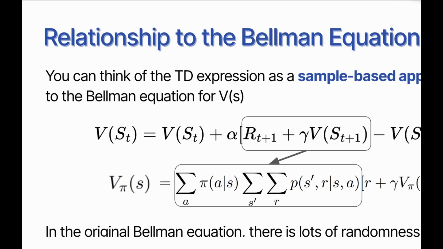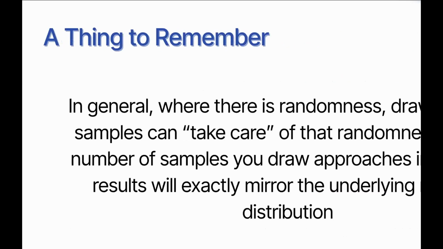Okay, I hope that's clear, right? Because you just deal with randomness, you just sample a bunch. And yeah, this is what is to remember. When there's randomness, when there's an infinite amount of something, when there's so much stuff you can't take care of, the machine learning approach is to just try it a bunch. As the number of samples you try approaches infinity, the results will mirror the underlying distribution. That's just the law of large numbers.